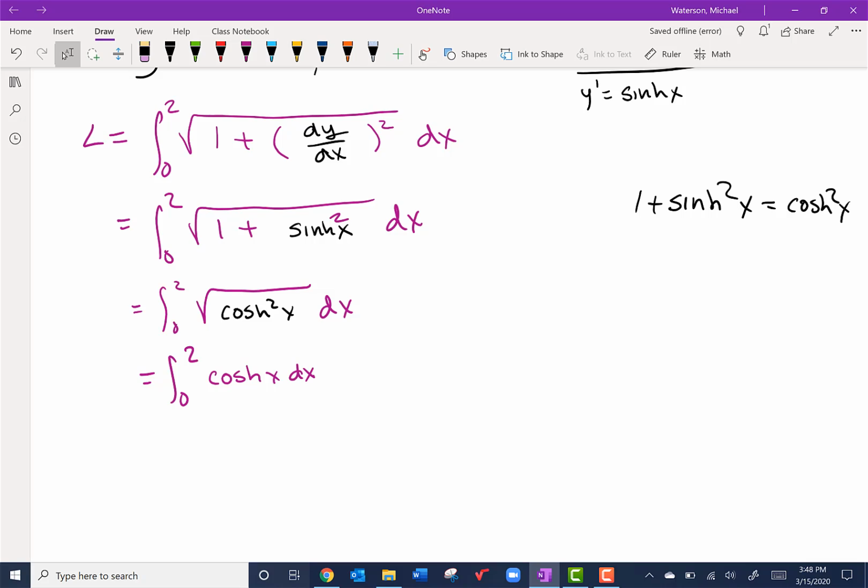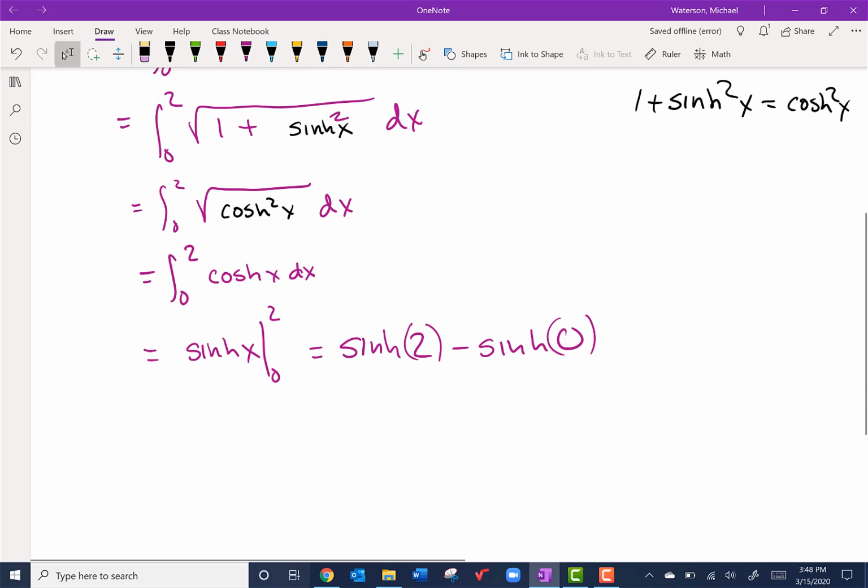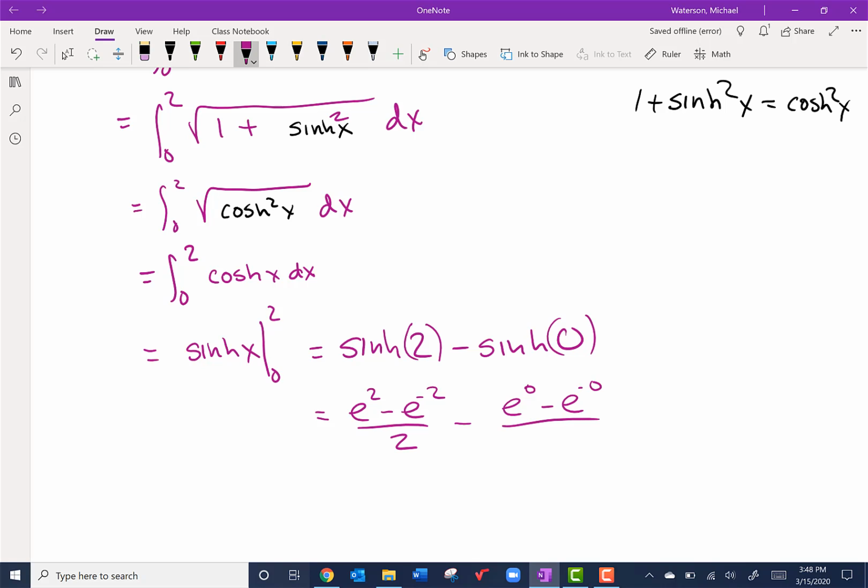Now let's integrate. The antiderivative of hyperbolic cosine of x is equal to hyperbolic sine of x, evaluated from 0 to 2. Now please, I don't want to leave this with sinh of 2. Come on, now we could break that down. Minus sinh of 0. Well, shoot, this is equal to (e squared minus e to the negative second) over 2, minus (e to the 0th minus e to the negative 0th) all over 2.